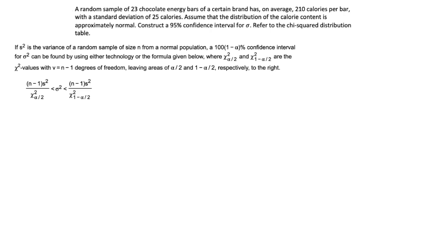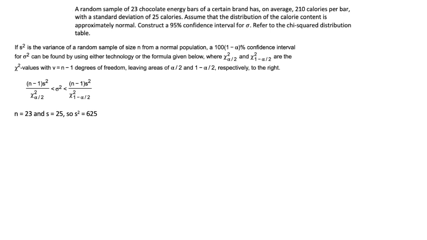So here's what we know. If S squared is the variance of a random sample of size n, then a 100 times (1 minus alpha) % confidence interval for sigma squared, or the variance of the population, can be found by using technology, or we can use this formula here.